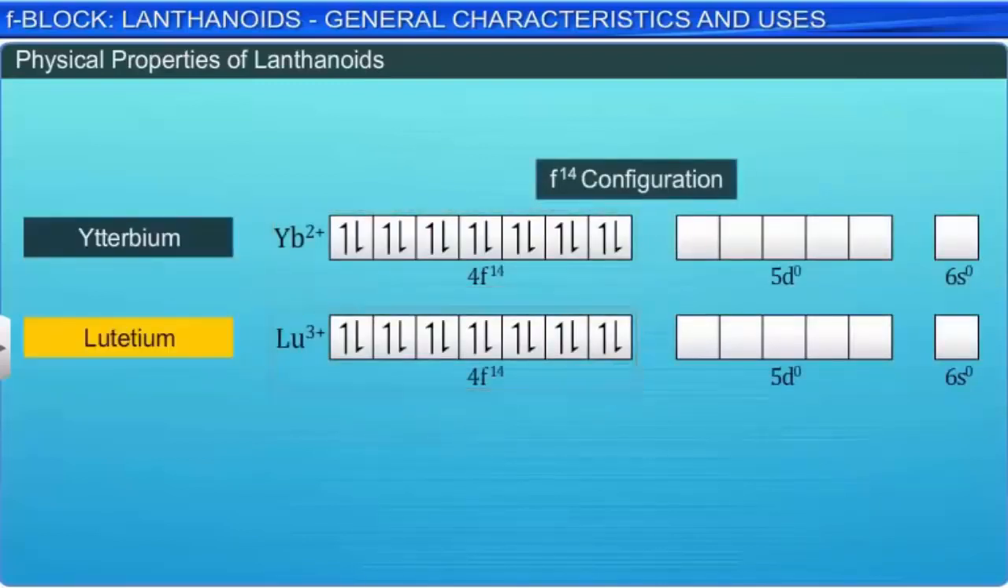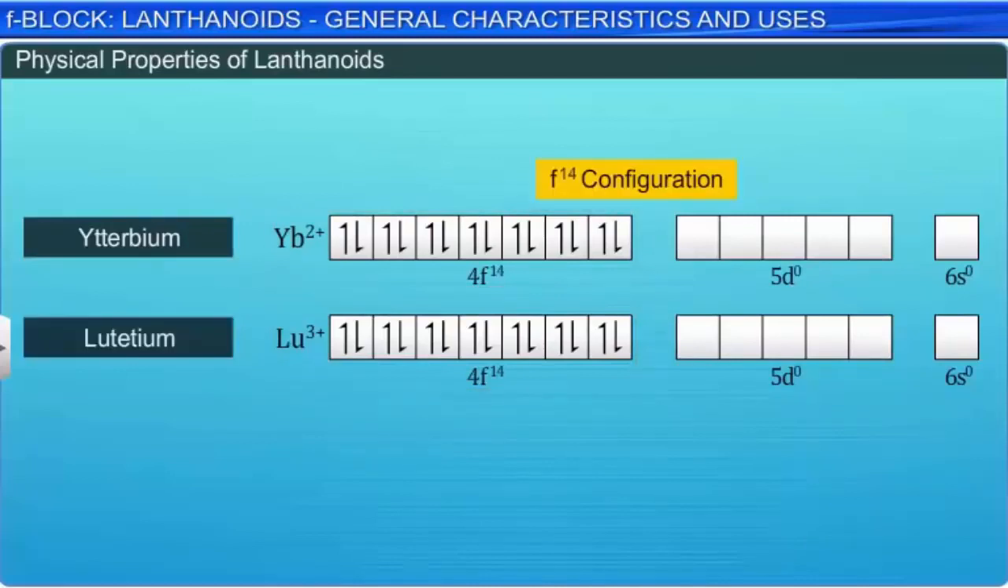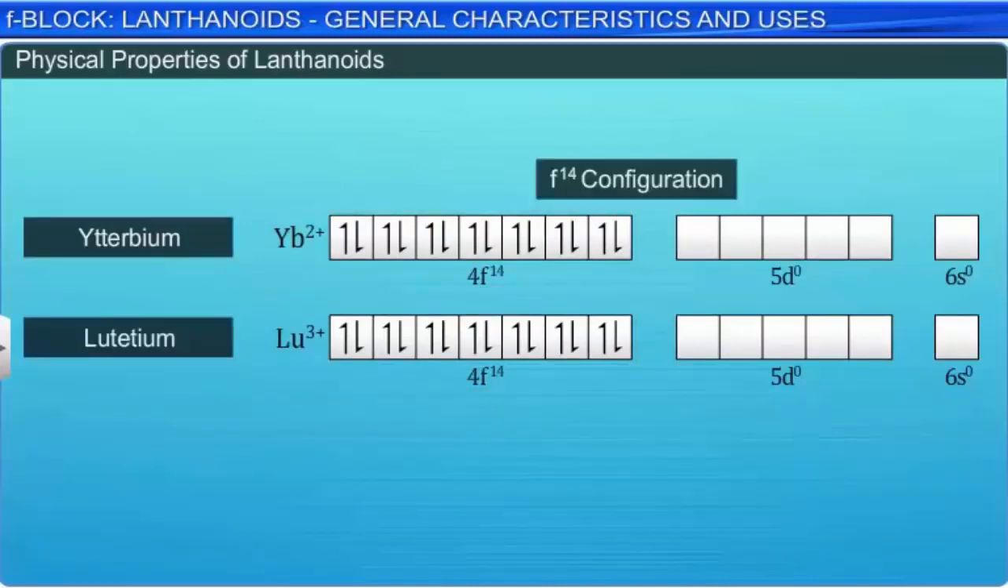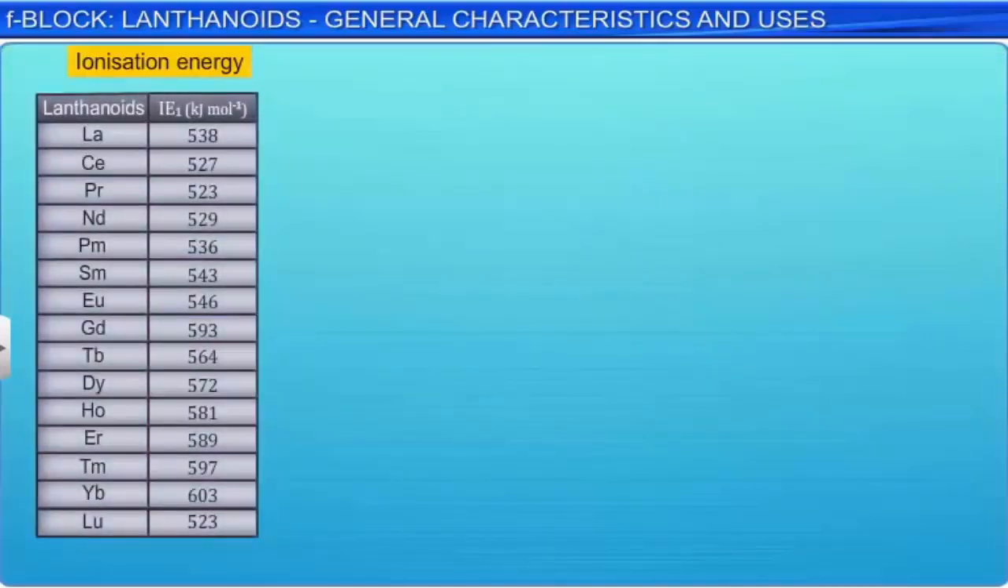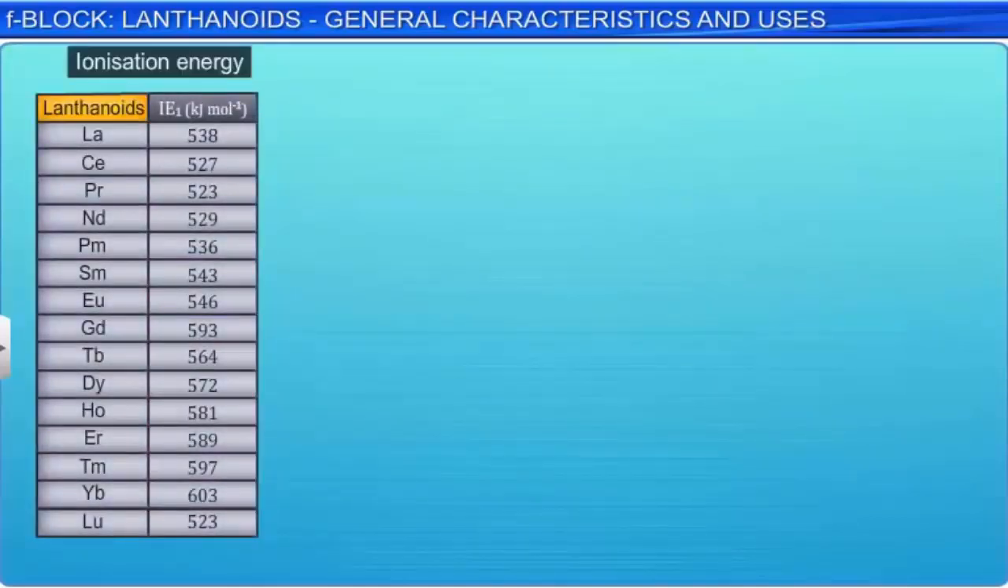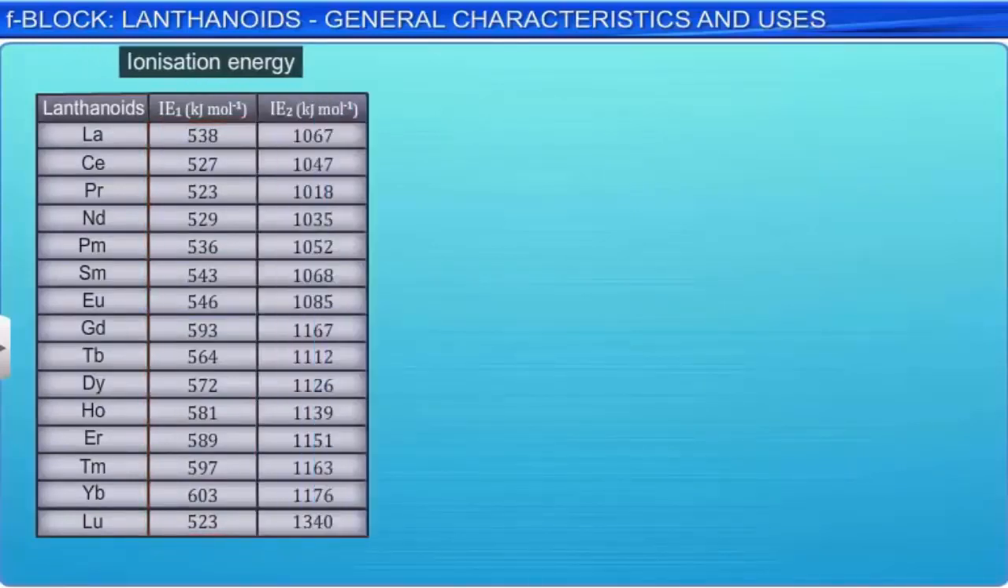The value of the first ionization energy of the lanthanoids is about 600 kilojoules per mole, and of the second ionization energy is about 1200 kilojoules per mole. These values are comparable with the values of the ionization energies of the alkaline earth metals, particularly calcium.